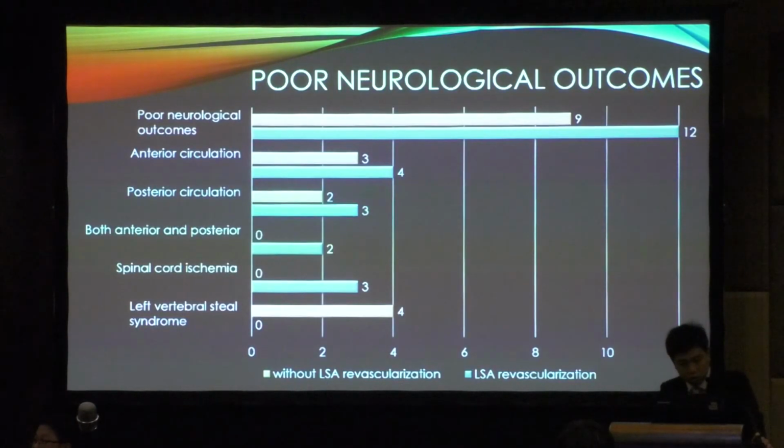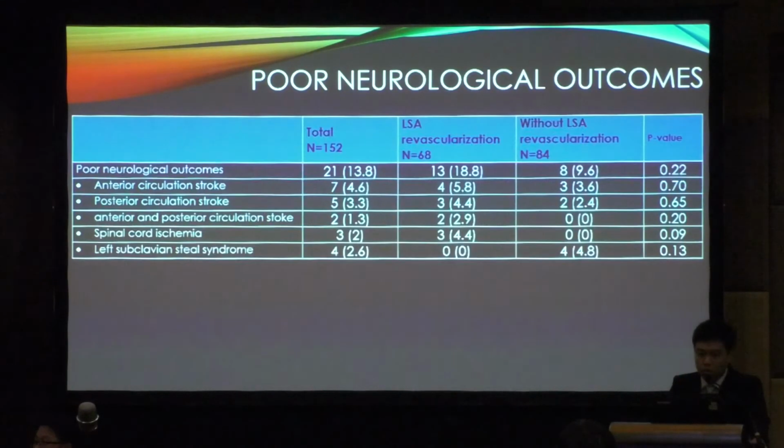Talking about the primary outcome of our study, we found that we had more poor neurological outcome in the group with left subclavian artery revascularization as compared to the group without. However, there is no statistical difference in total or in each of them. Looking at the detail, the numbers were not quite different.